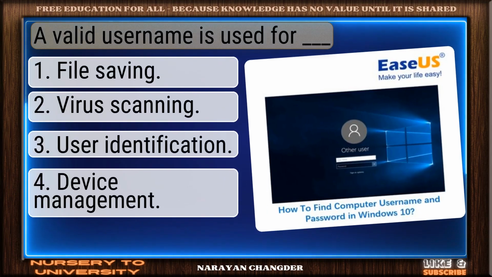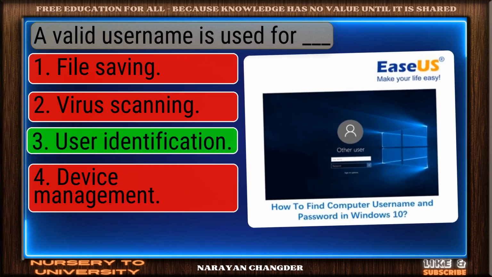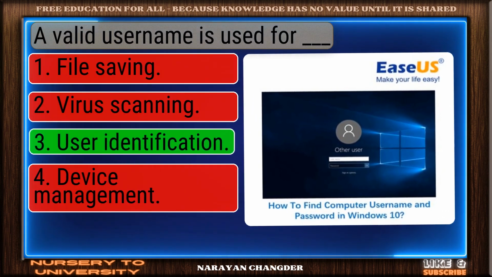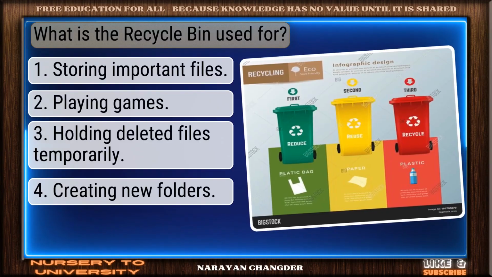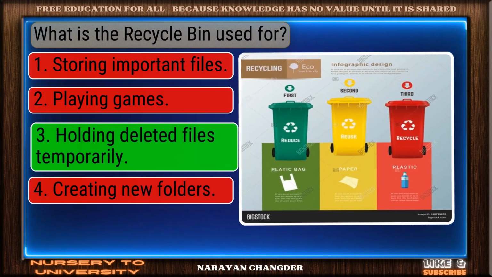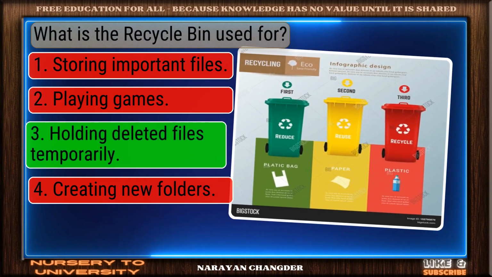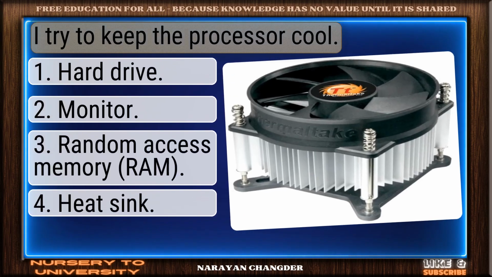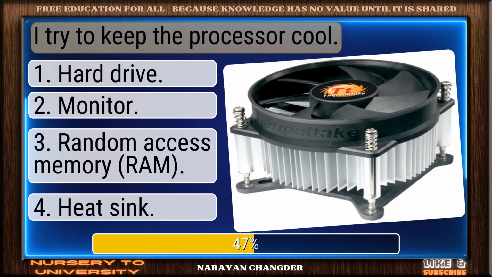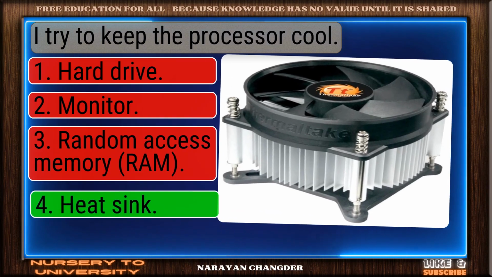A valid username is used for dash. Well picked. User identification is correct. What is the recycle bin used for? On track. Holding deleted files temporarily is correct. I try to keep the processor cool. Right again. Heat sink is valid.